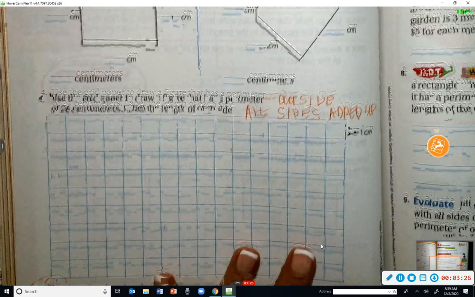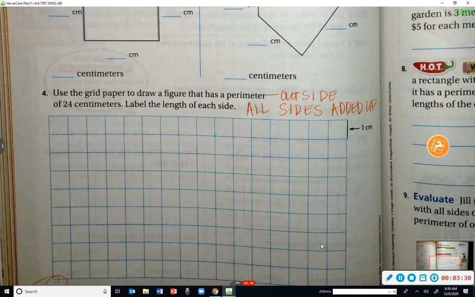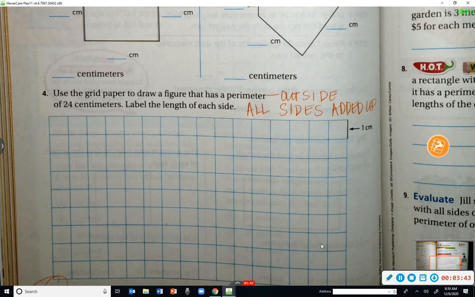Okay, so now what we're going to do, number 4 says, use the grid paper to draw a figure that has a perimeter of 24 centimeters. Okay, so that means when we draw our figure, it needs to have sides that add up to 24. So what shape do you guys want to draw? You want to just draw a rectangle first? Yes. Okay. Let me grab a marker.